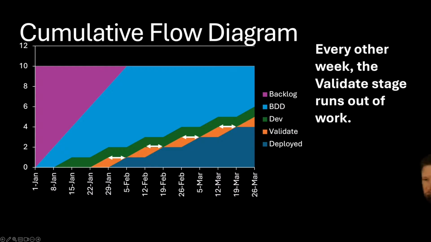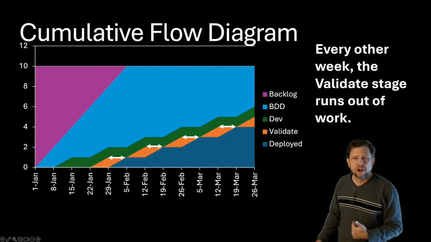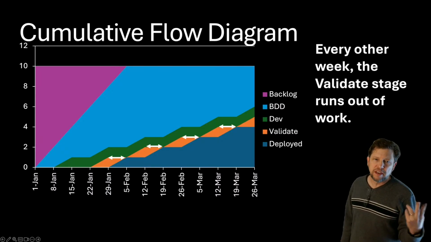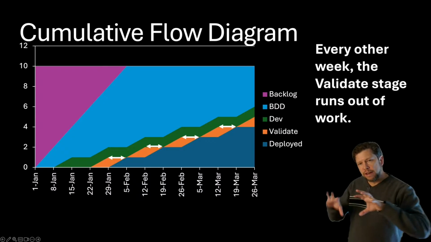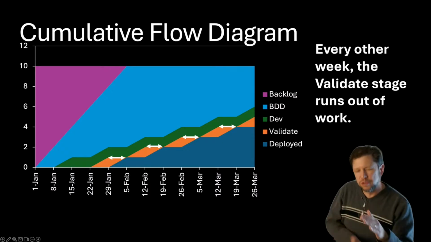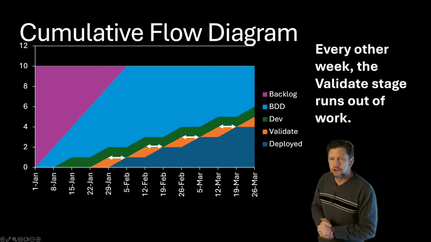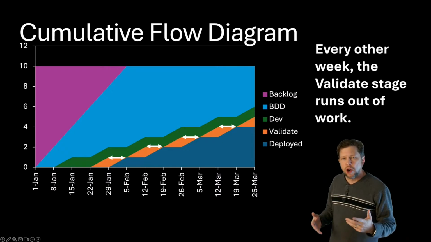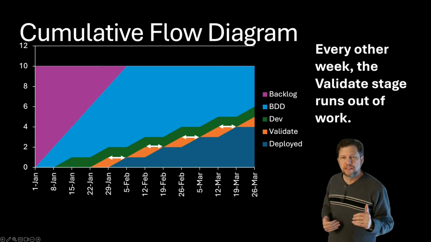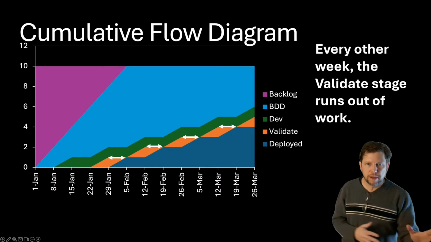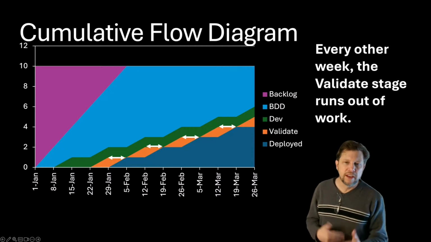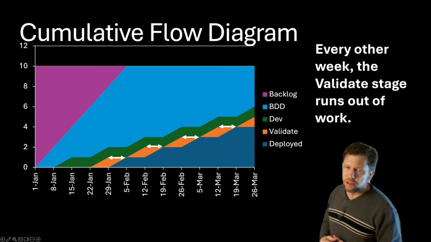Now, every other week, the validate stage runs out of work, right? Because they're waiting for something from dev that takes 2 weeks, and when they get it, they complete it in 1 week. So that's where the orange comes down to 0, and this is where the lines angling make it a little harder to see what's going on. But that particular stage, the validate stage, is starving for work. There's capacity there, at least based on how we had worked before, that isn't being used. We're not getting smooth flow through that.